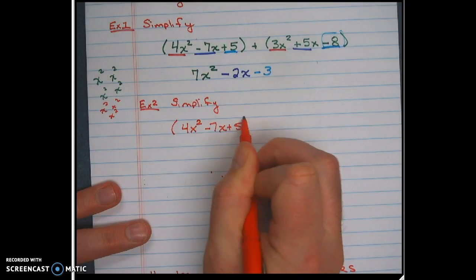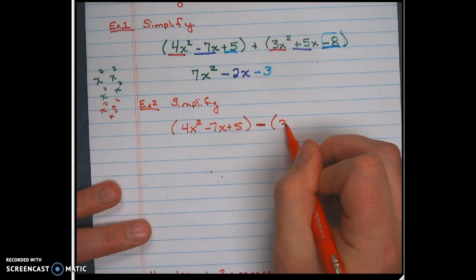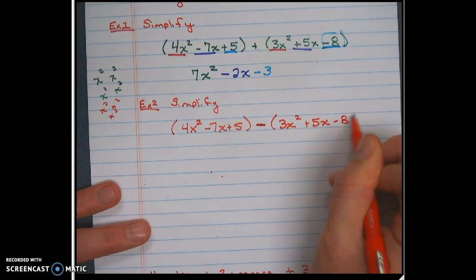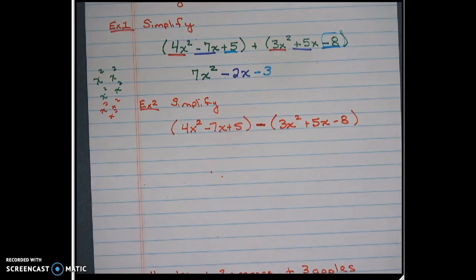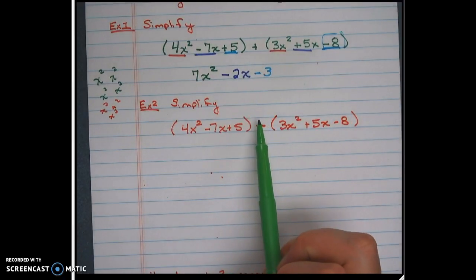So I'll use that same one. But this time I'm going to subtract the 3x squared plus 5x minus 8. So the only thing I changed in this problem is in the top problem I was adding these. In the bottom one I'm subtracting them.